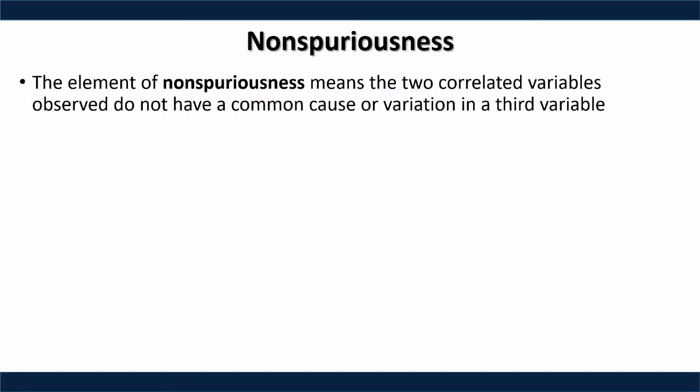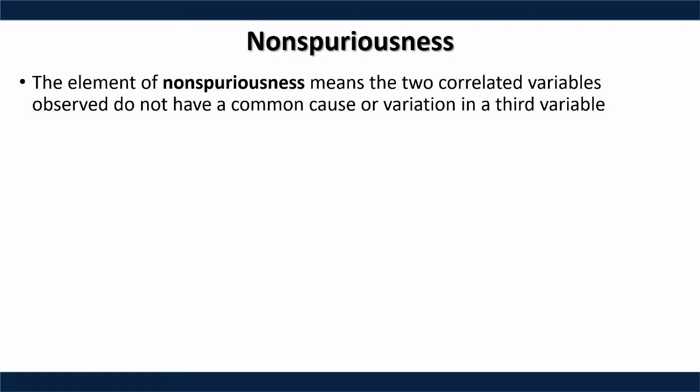The third criterion of causality is the element of non-spuriousness. For a relationship to be non-spurious, it means that the association or relationship between two variables is not commonly caused by a third variable. That's at least the dictionary definition, but you may find it a little confusing, so I'll give you a few examples.